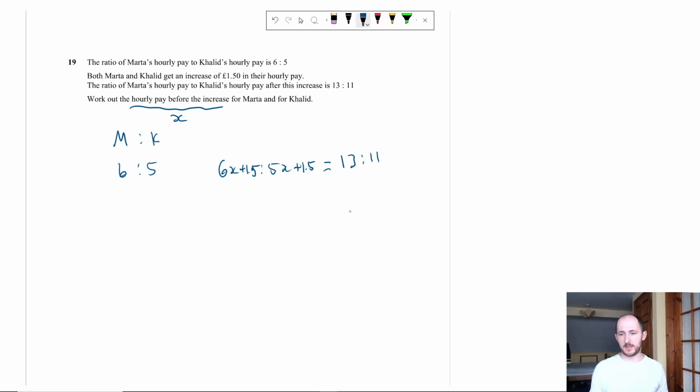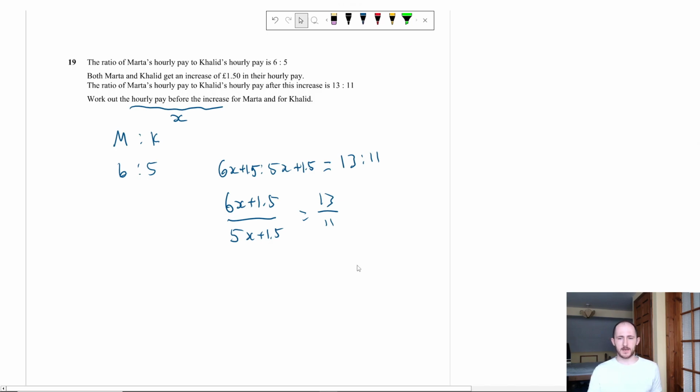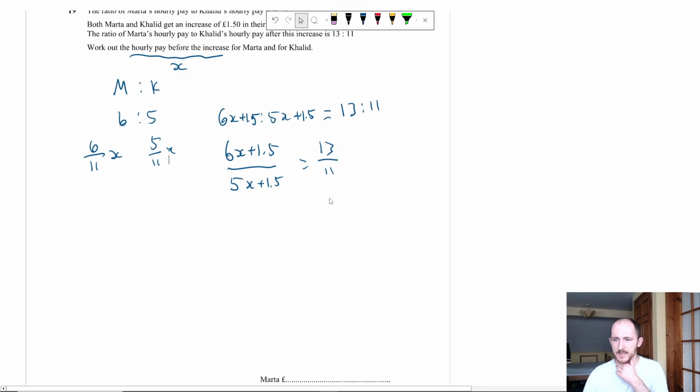Now you can actually write this as a fraction immediately. You can say 6x plus 1.5 over 5x plus 1.5 equals 13/11. That's the useful thing about ratios. So again, we've just changed it into a calculation here. If you want to see a more rigorous proof of that, then 6 to 5 becomes a ratio of 6/11 x for Marta, and it would be 5/11 x for Khaled. Marta, not Martha, sorry.